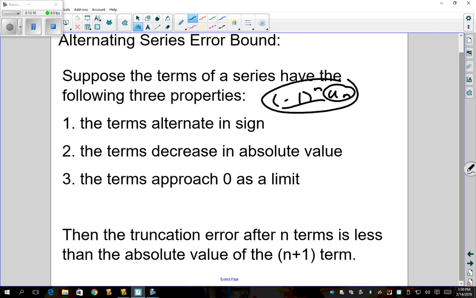And then if all 3 of these are met, then my truncation error after n terms is less than the absolute value of the n plus 1 term. So basically, this is kind of like the Lagrange error. We're taking the n plus 1, but our alternating series error bound tells us that we just take the absolute value of that term and we're good.